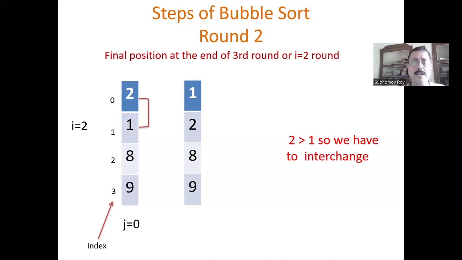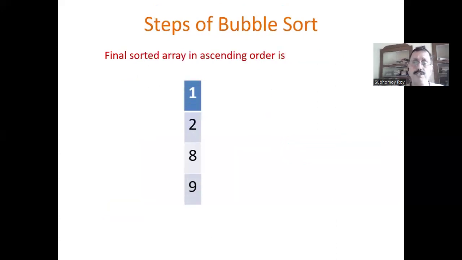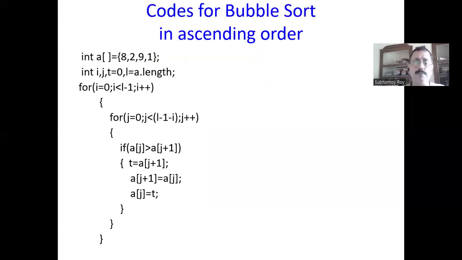This is the final array, or the array in sorted form. So we receive the result now. The array is arranged in ascending order. 1 2 8 9 is the final result. So after sorting, the array looks like this. Now let me show you the code for how to perform this sorting.